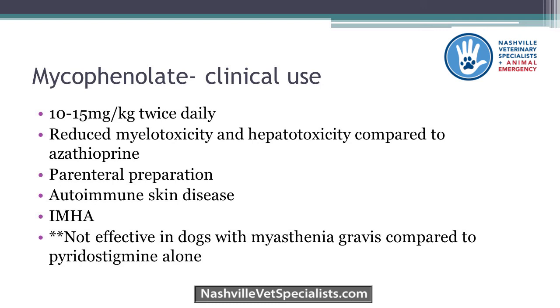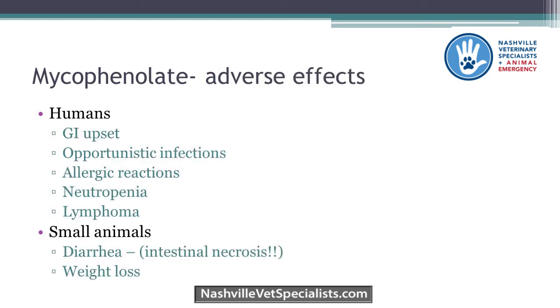There is one study that says it doesn't work for myasthenia gravis, so I don't know how often you guys treat that, but don't use mycophenolate. In humans, there's a similar side effect profile to what we're going to see for a lot of our immune-mediated diseases: GI upset, opportunistic infections, allergic reactions, which I feel is true with pretty much every drug, and then neutropenia and lymphopenia. There's not a ton of literature out there for our small animals. The only thing that's been reported is diarrhea and weight loss. And we really don't have much information on cats at all, so I wouldn't use this in a cat either, just because I don't know the safety profile for it. I'm not comfortable doing it.